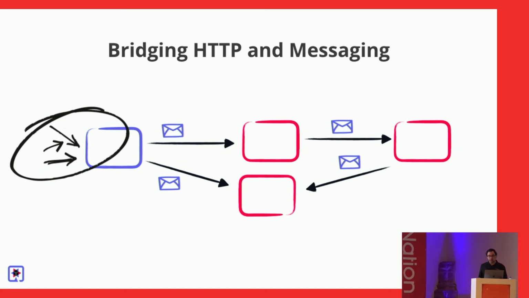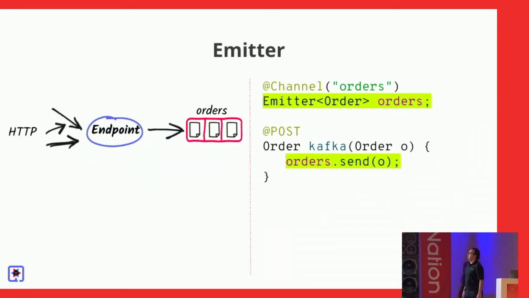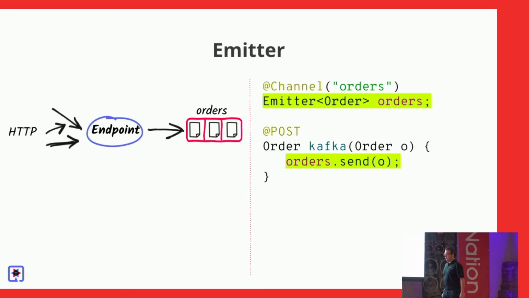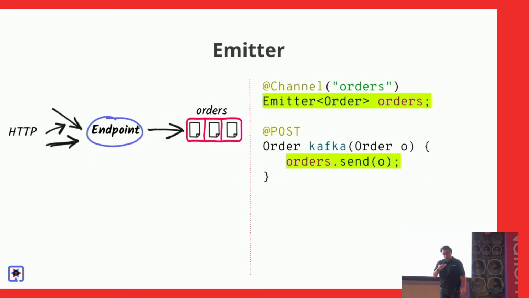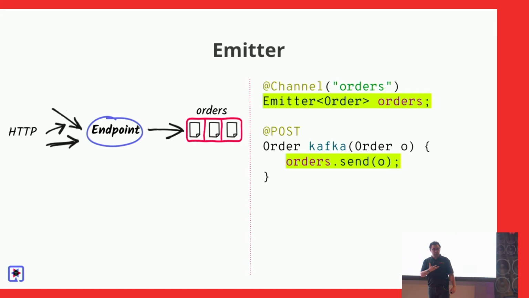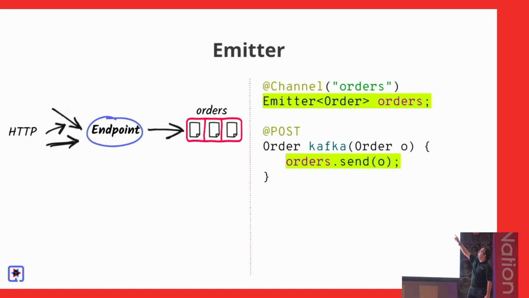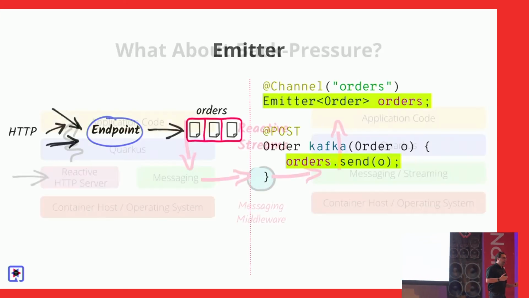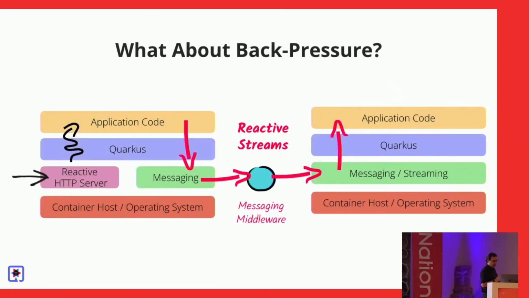Most of the time, we need to bridge HTTP and messaging, and in that case, we will use what we call an emitter. So an emitter is just an object that we will use to emit things on the channels. Here, we are going to emit orders on the channel orders. So I use it, orders.send. That's it. We have the same thing on the other side, but we're not going to cover that for time reasons.